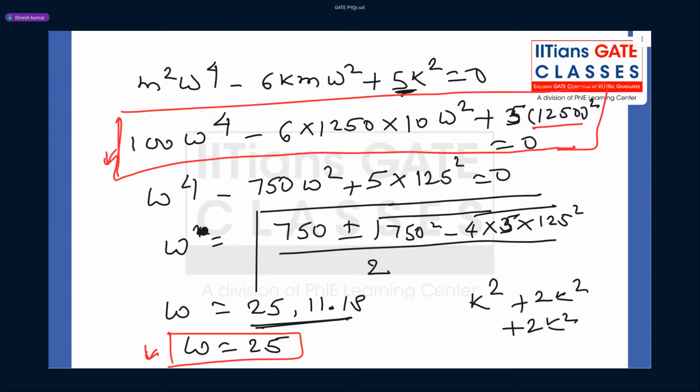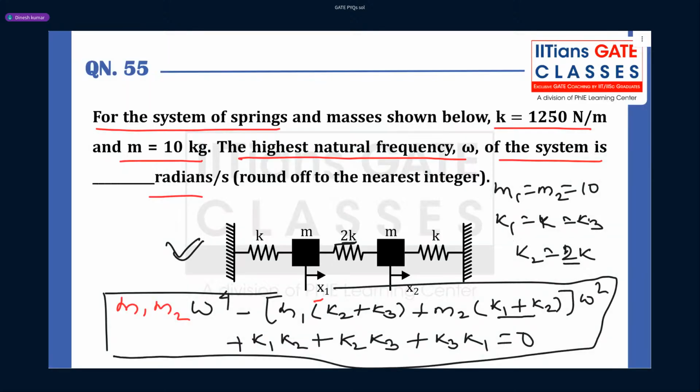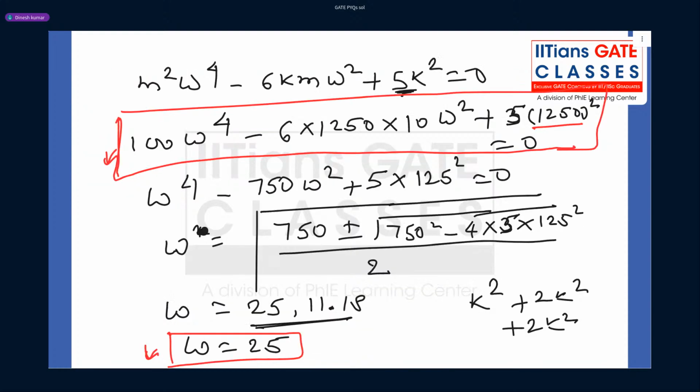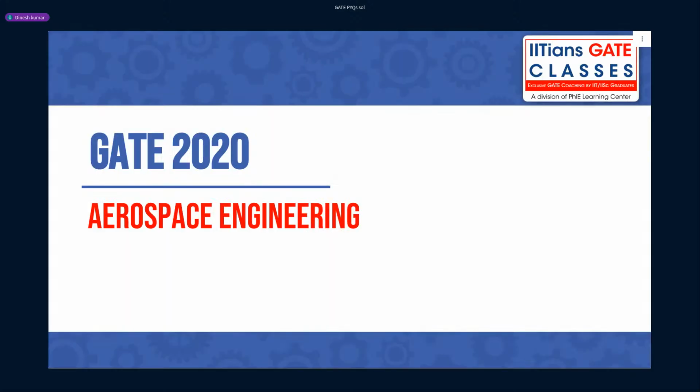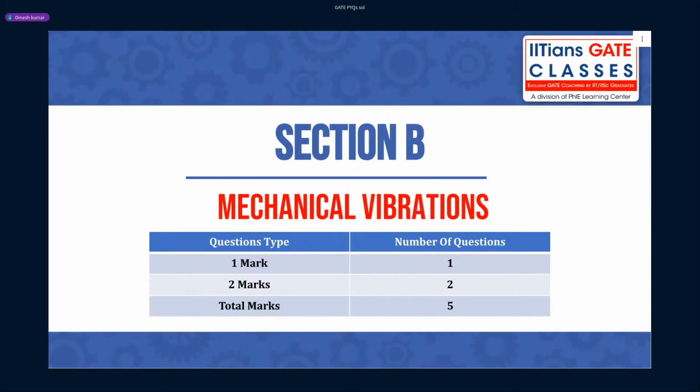Okay, so 25 is the answer. See, this problem was not tough. The only thing is we made a silly mistake, so that's why it took more time. Okay, so that's all in this paper. So let's move to the next paper.